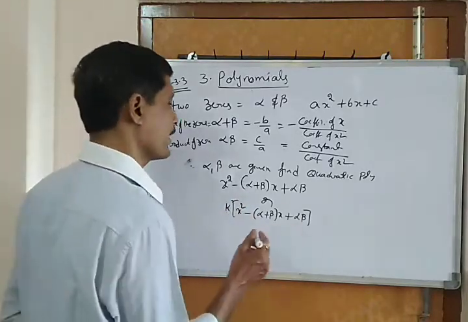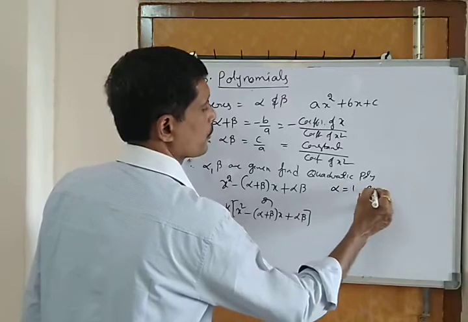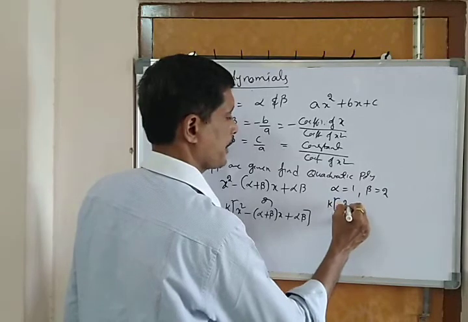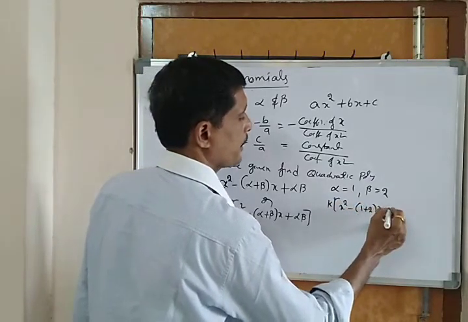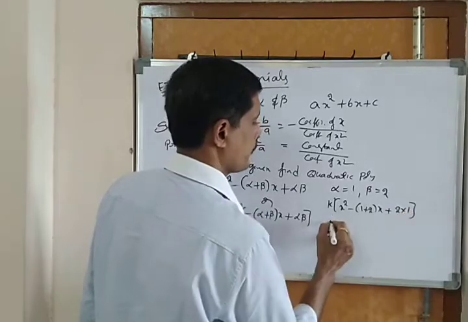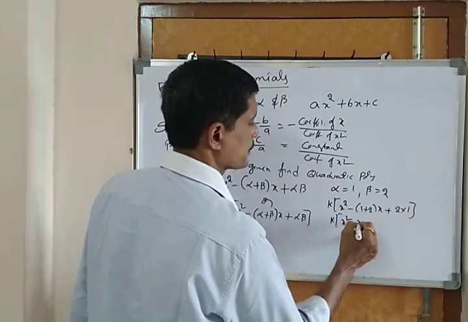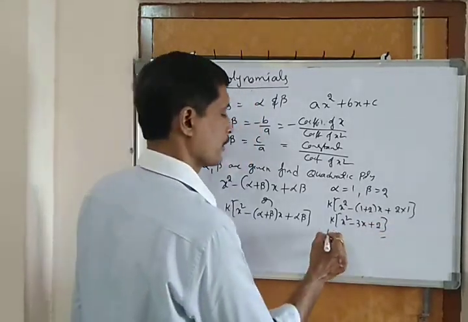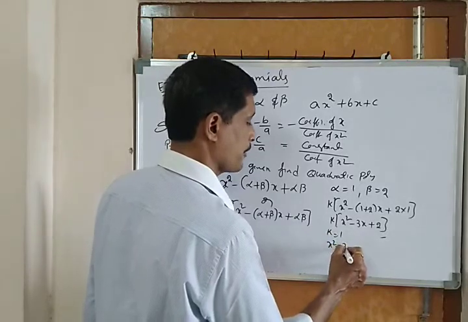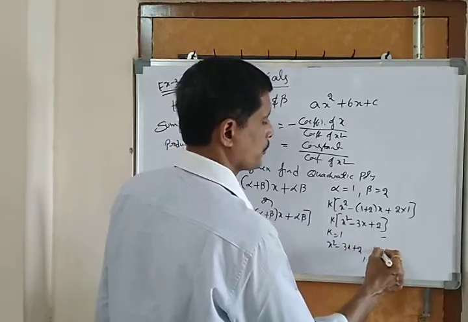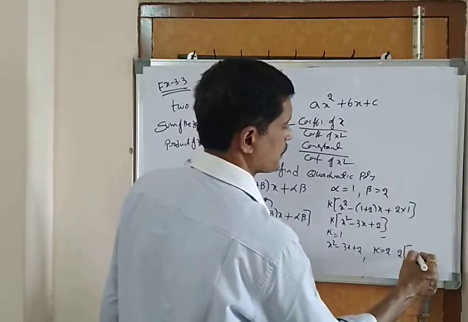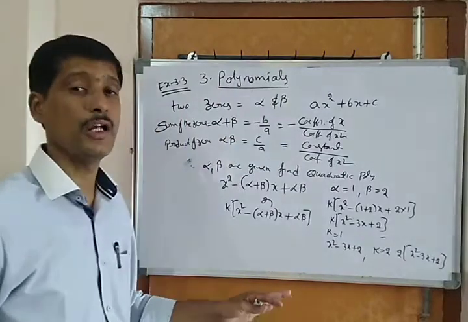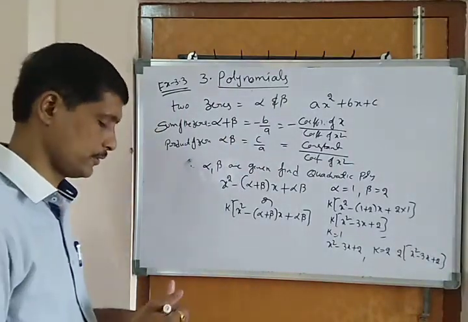Suppose here alpha equal to 1, beta equal to 2. Therefore take this one: k into x square minus 1 plus 2 into x plus 1 into 2. Therefore k into x square minus 3x plus 2. Here it depends on k. K equal to 1 gives only one polynomial, that is x square minus 3x plus 2. K equal to 2 gives 2 into x square minus 3x plus 2. K equal to 3, and so on. Therefore how many polynomials? An infinite number of polynomials.